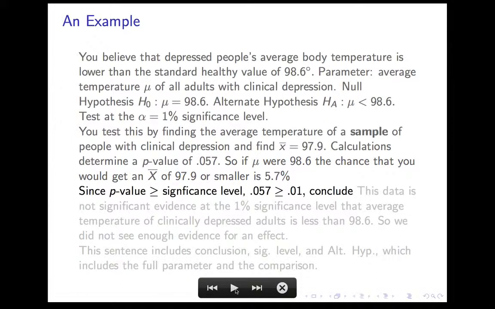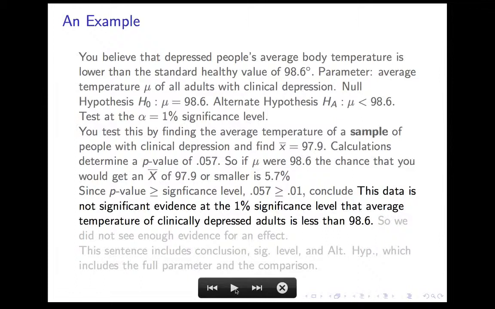So, to decide whether that's significant evidence, you compare the p-value to the significance level. The p-value is 0.057 in decimals. The significance level is 0.01. Since the p-value is not less than the significance level, it's greater than or equal to, we conclude that this is not significant evidence. We have not found evidence for the initial position. This data should not convince us of it.